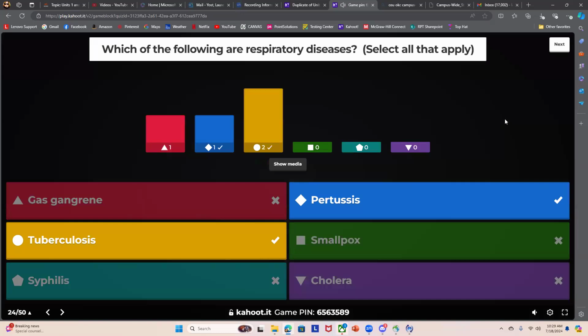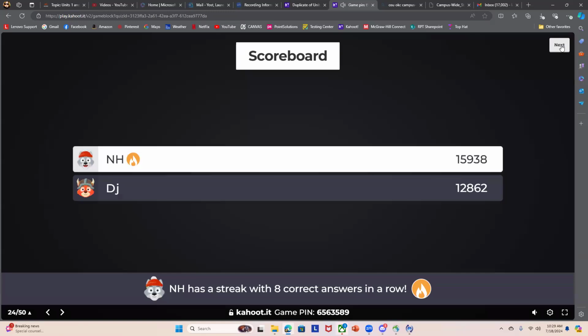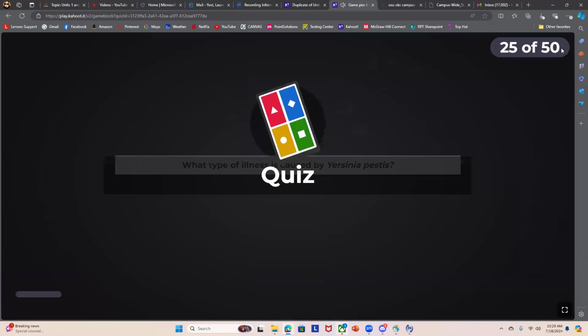Okay, so we've got pertussis and tuberculosis for this one. Remember, gas gangrene is going to be skin related. We have syphilis, that's going to be sexually transmitted. We have smallpox, that's skin, and then cholera, which is a GI disease. I'm probably going to give away answers later, but that's okay.